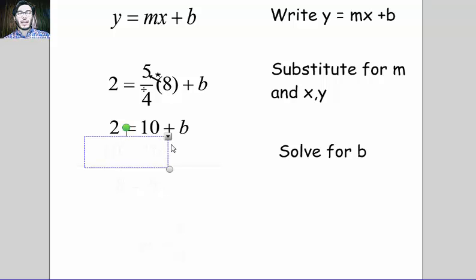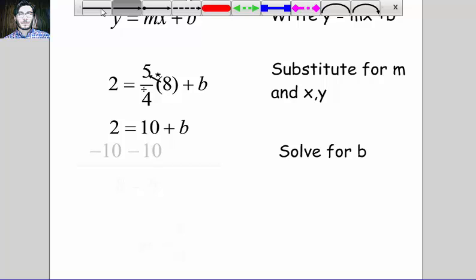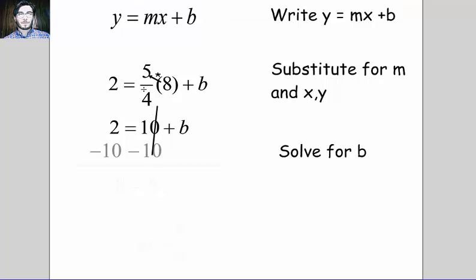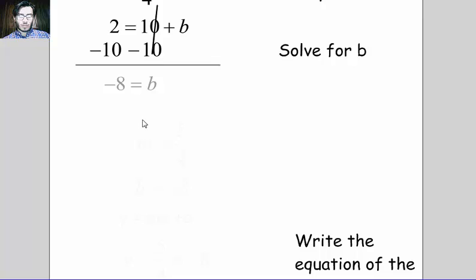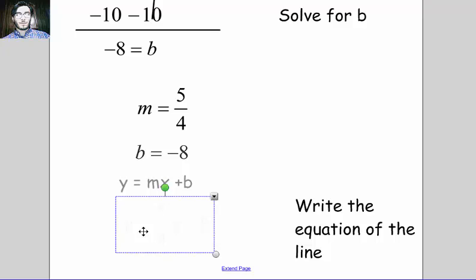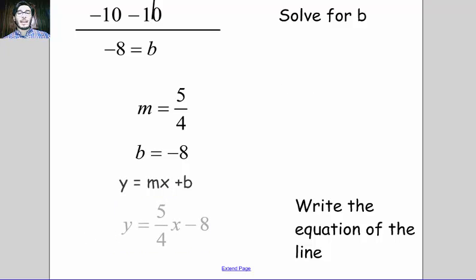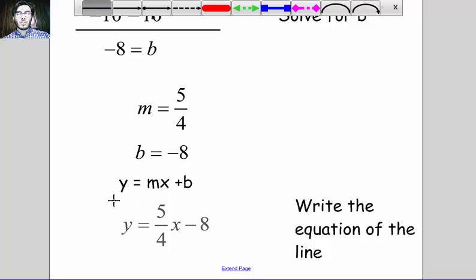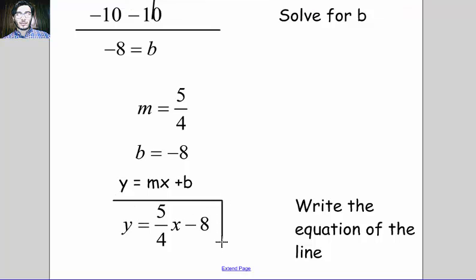All right, let's solve for b. Subtract 10 on both sides. These will cancel out, and we get negative 8 is equal to b. So negative 8 equals b. So what do we know so far? We know the slope is 5/4, and we know b is equal to negative 8. Now we can write the equation of the line. The equation of a line is y equals mx plus b. So you substitute for m and for b, and there's your final answer. Your final answer is y equals 5/4 x minus 8.